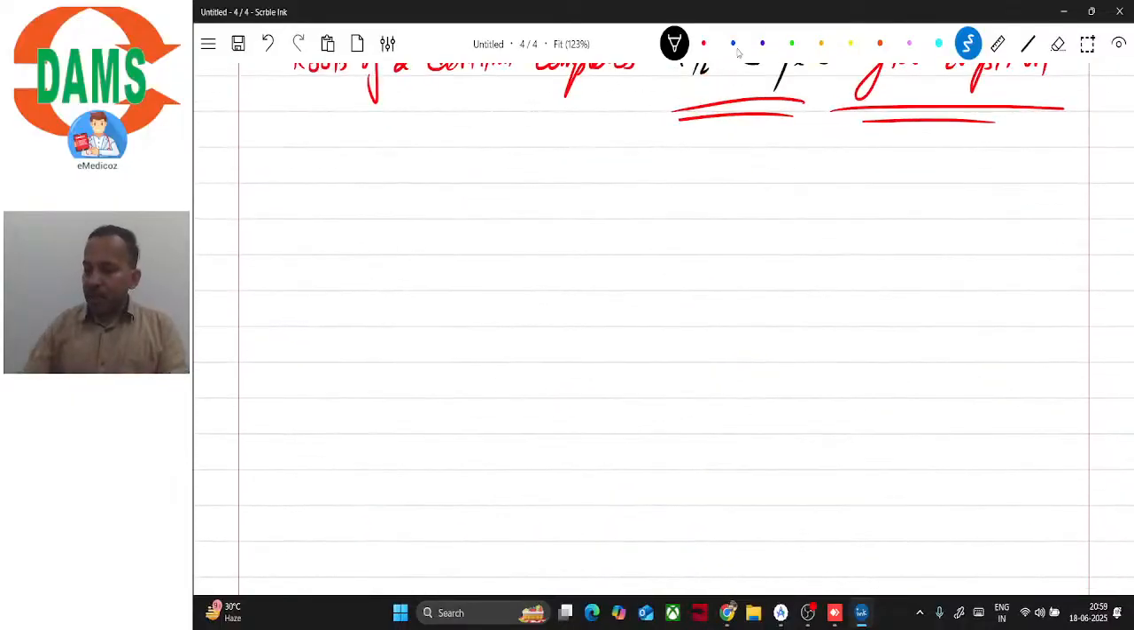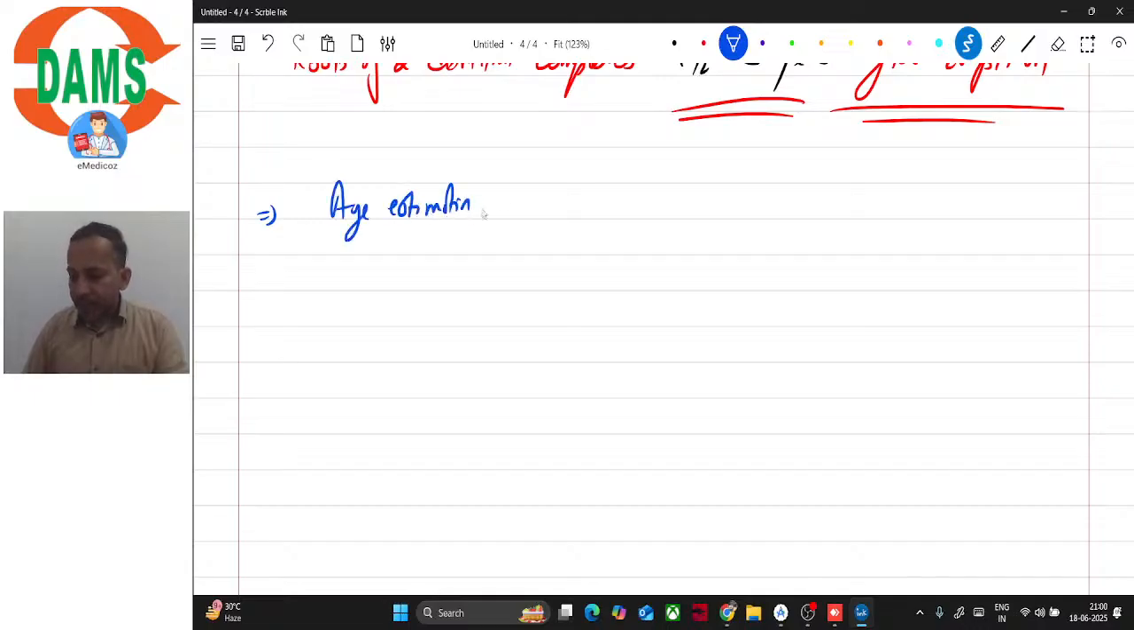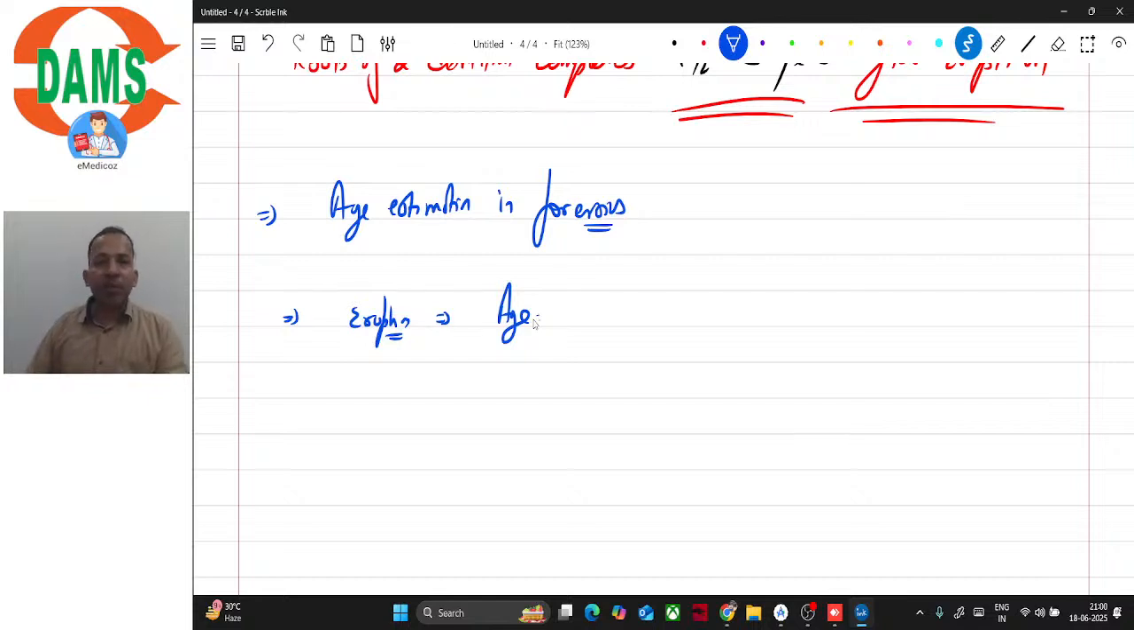So apart from this, how can we calculate the age, or what is this used for? Maybe this is used for age estimation in forensics, isn't it? Based on eruption dates, you can calculate the age. That is also known as the dental age.